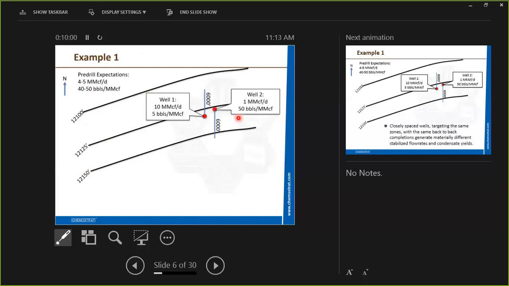Okay, well then, it's right next to it. You drill and you get something that's like much less production, like 1 million cubic feet a day, but it's about that 50 barrels per million that you'd expect. So it's a very interesting question as to what's going on there and how much you can solve that.